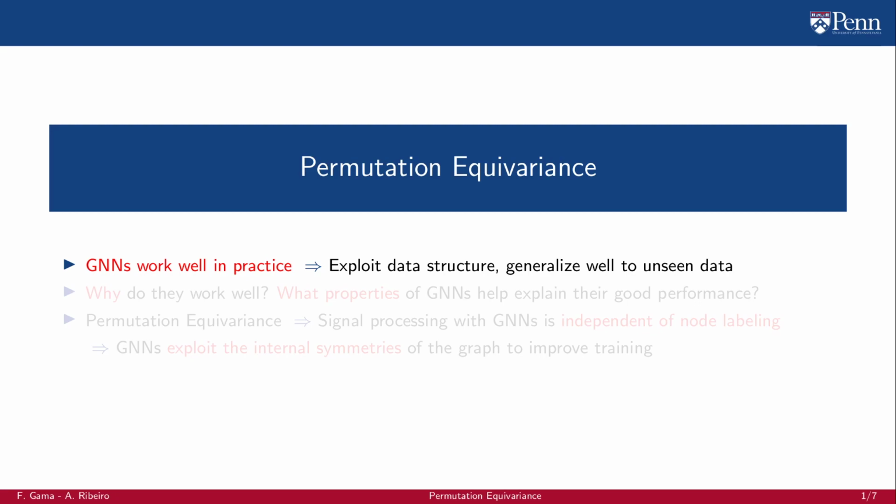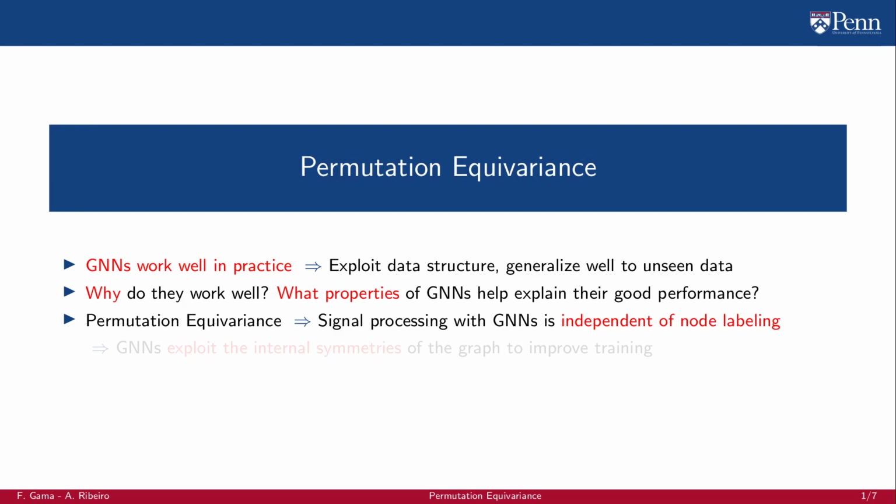We have seen that GNNs work well in practice, for example in the problem of recommendation systems, where it does better than the widespread use of nearest neighbor interpolation. We argued in the introduction that this is because GNNs exploit the underlying data structure and thus generalize well to unseen data with the same structure. But the key question remains, why do they work well? Or, to be more specific, what properties of GNNs help explain their good performance?